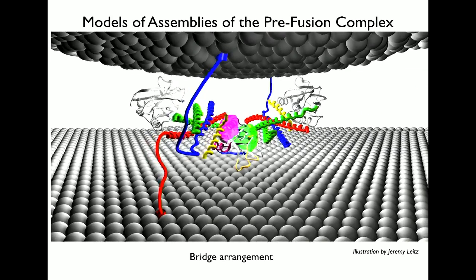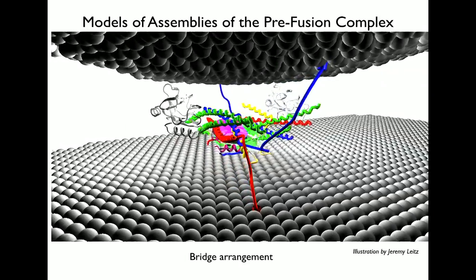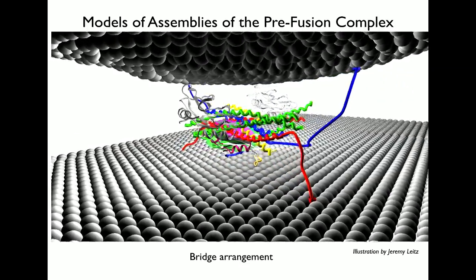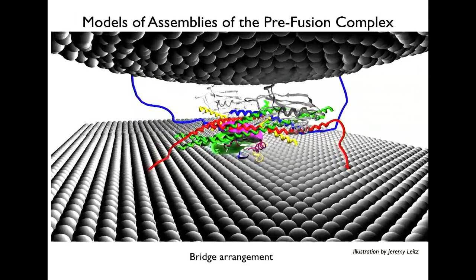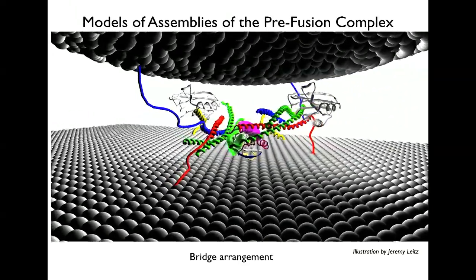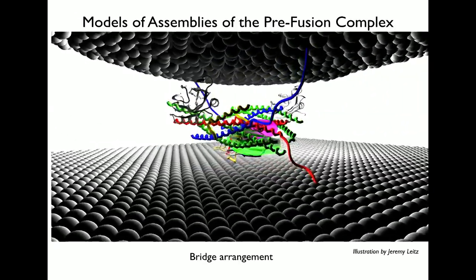So this is on the opposite side. At first, it's a little counterintuitive. But remember that this complex, in the absence of calcium, we don't get much fusion at all. And so somehow this complex is inhibiting fusion.